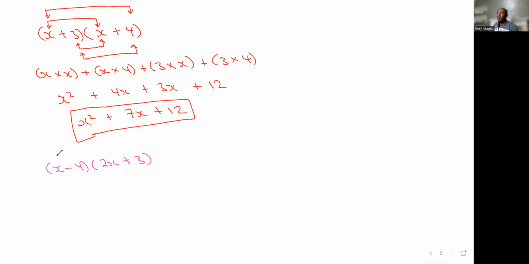The same principle. The first element multiplies this one. So it's going to have x multiplied by 2x. Then the first element also multiplies all the elements in the second bracket. So it's going to give you x multiplied by 3.